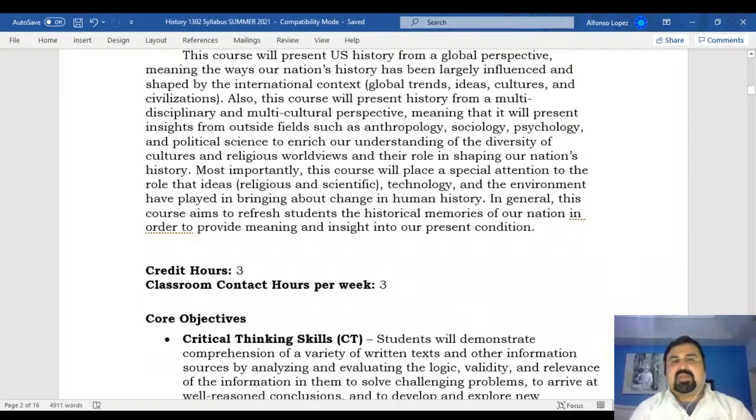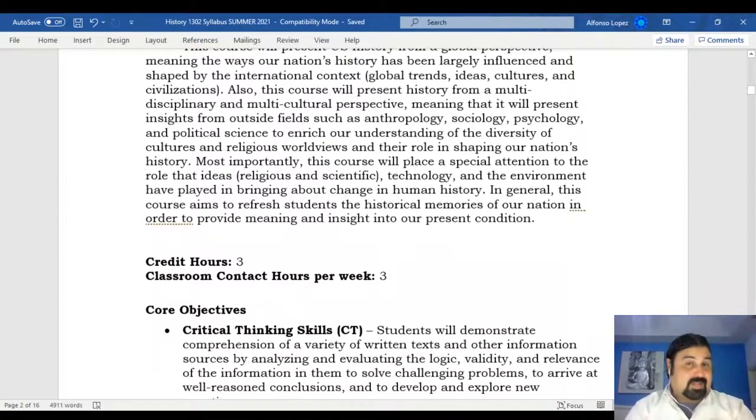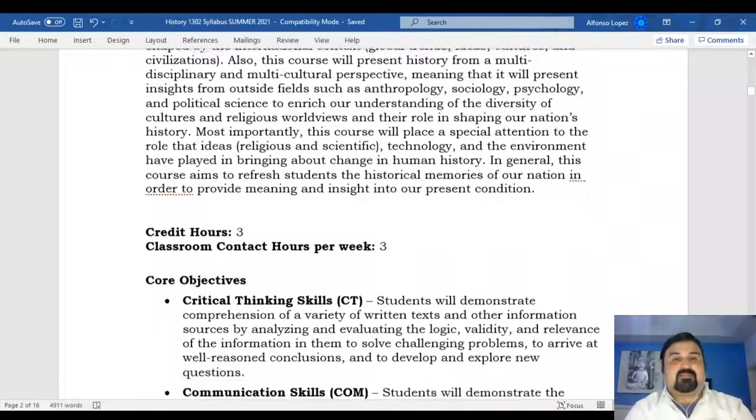So again, this is just in very general terms. The course description: the approach is U.S. history thought from a global perspective, and it's also going to integrate methods, theories, and views from other fields like psychology, anthropology, sociology, and the like, and is going to be paying close attention to the world of ideas, technology, and the environment.